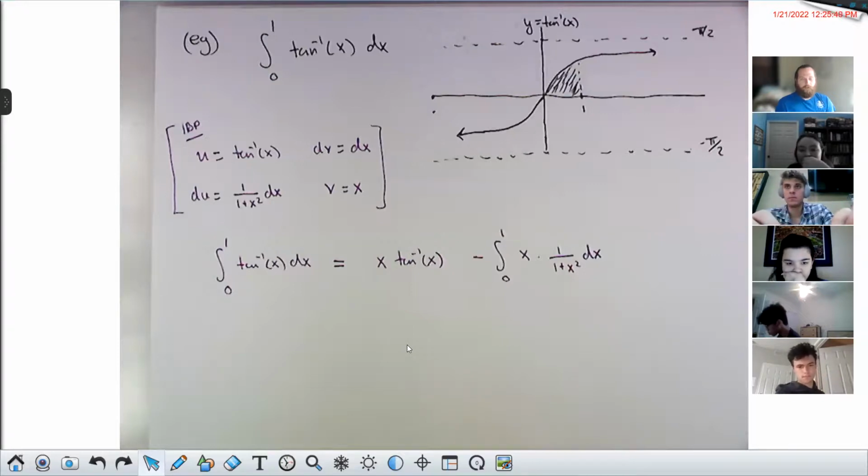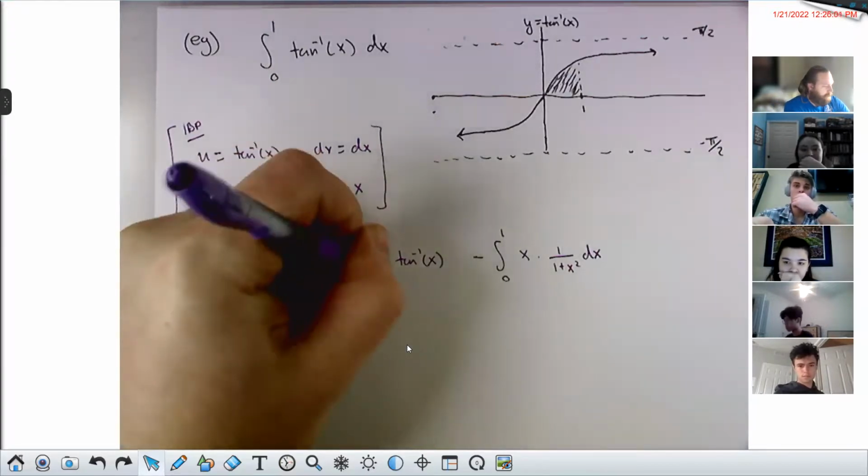Two bonus points on exam 1 to the first person who can tell me the mistake. So you have to put x and then inverse tangent x from 0 to 1. Very good. So that's Matthew. I'll make note of that.